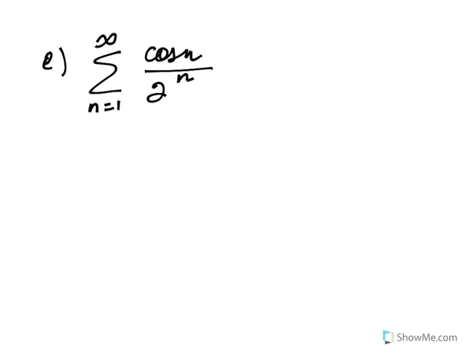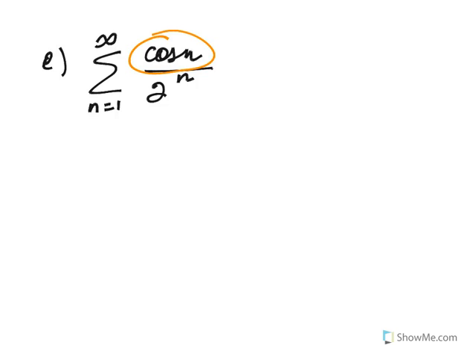E, cosine of n over 2 to the n. Now, I hope this got your attention right here, the cosine. So no matter what your n value is, the cosine of n is basically jumping between -1 and 1, -1 and 1, -1 and 1. So it's not getting bigger, it's not getting smaller.